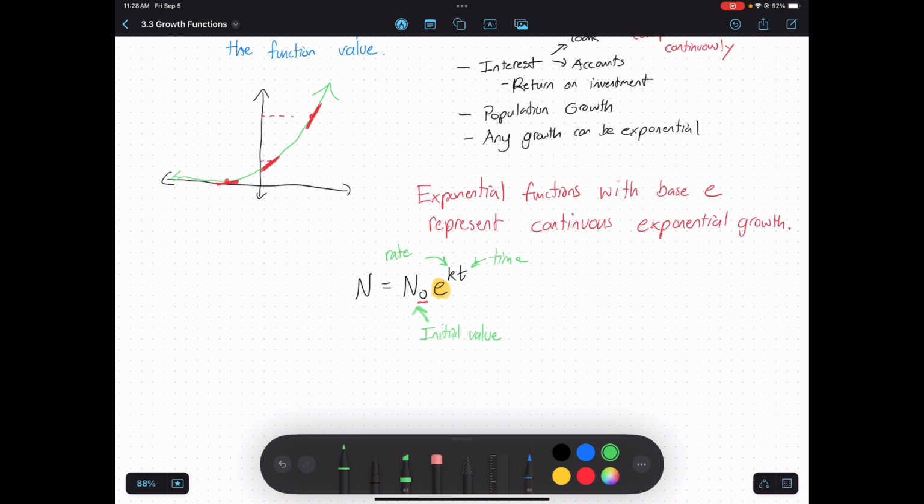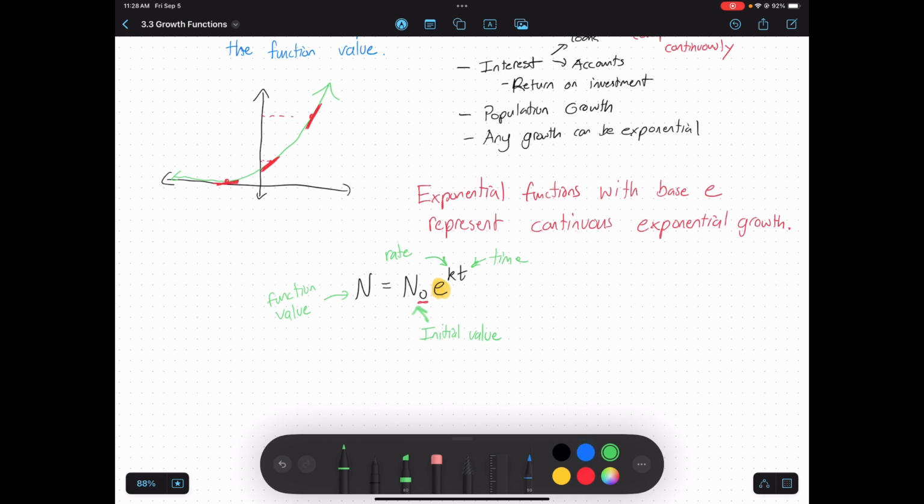So if you think about interest, it's your interest rate. Population growth, it would be the rate at which your population is growing. And then N, of course, represents your function value, or the actual population, or the actual amount in your account. And so with so many of the homework problems, it really just boils down to using this formula. Can you plug in numbers where they're supposed to be plugged in?